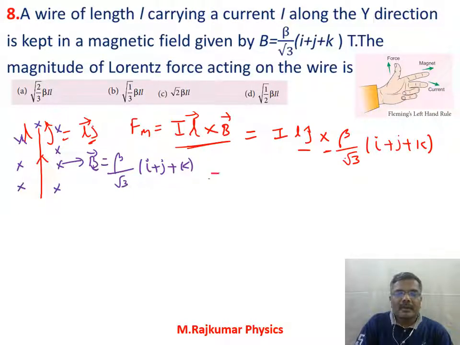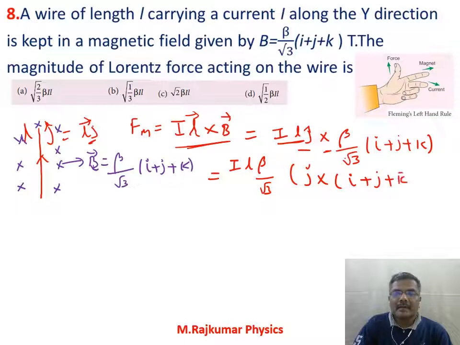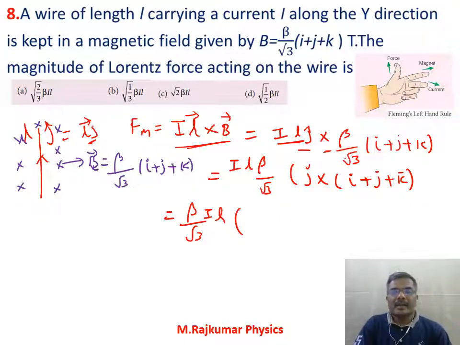So this one I can write like this. I can take I L and beta by root 3 outside, because they are like a scalar or a constant. So beta by root 3 I L, and I should take the cross product between j and this vector i + j + k. So I have to take the cross product between j and these three vectors.